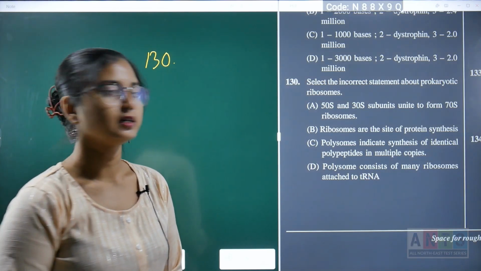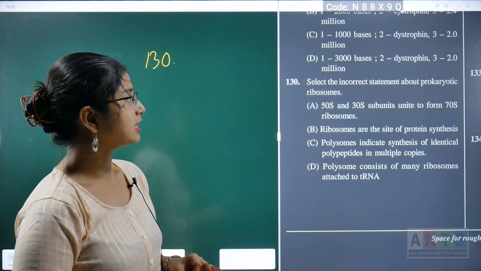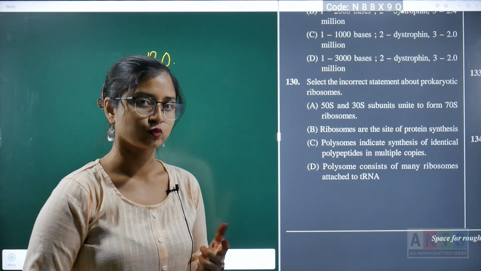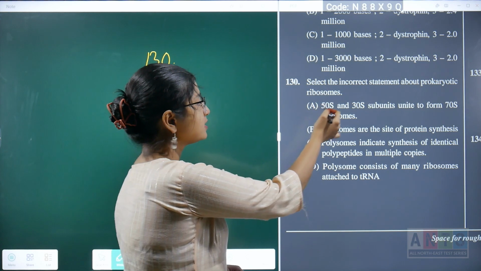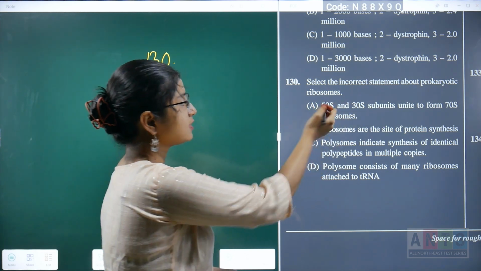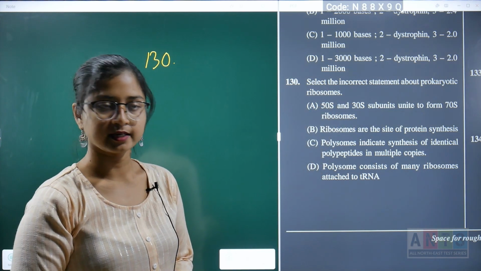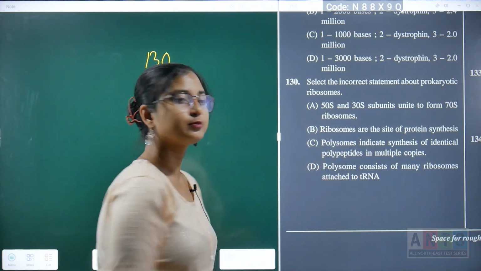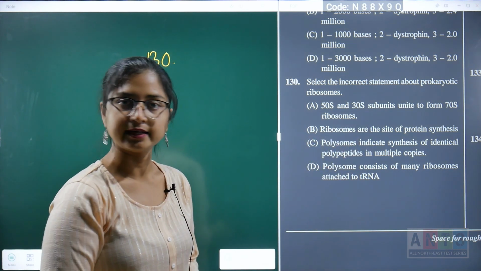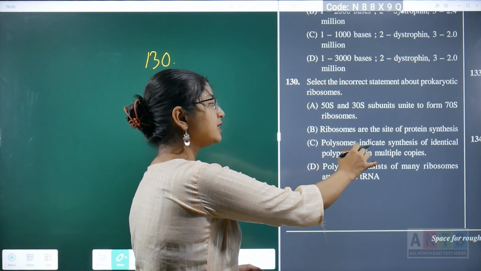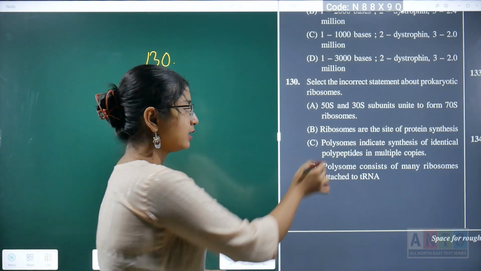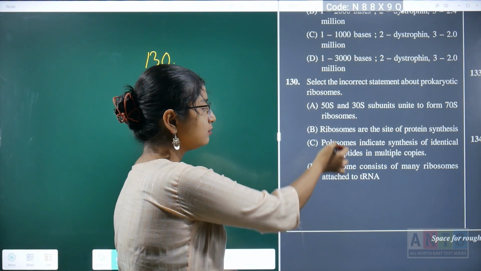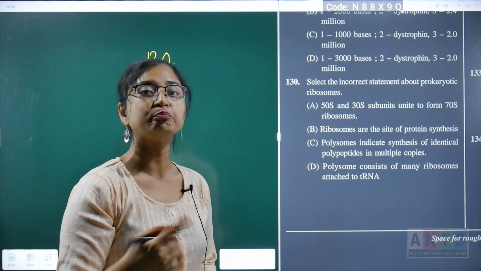Now question number 130, select the incorrect statement about prokaryotic ribosomes. So for prokaryotic ribosomes, incorrect statement. 50S and 30S subunits unite to form 70S ribosomes. This statement is correct. Ribosomes are the site of protein synthesis. Again, directly a correct statement. Polysomes indicate synthesis of identical polypeptides in multiple copies. If you see, options C and D both are related to the concept of polysome.